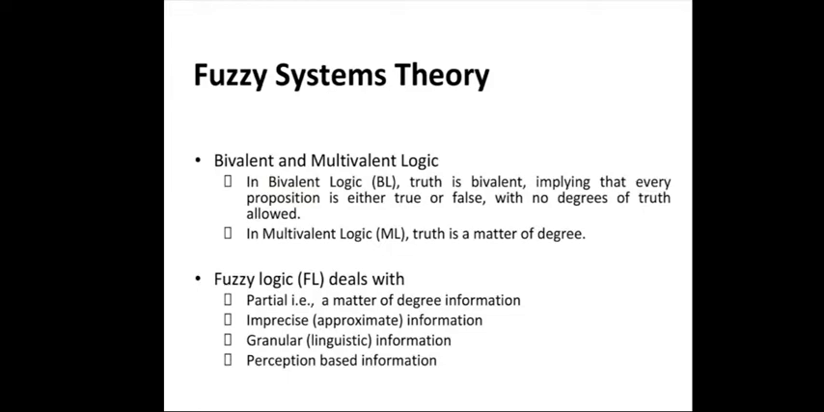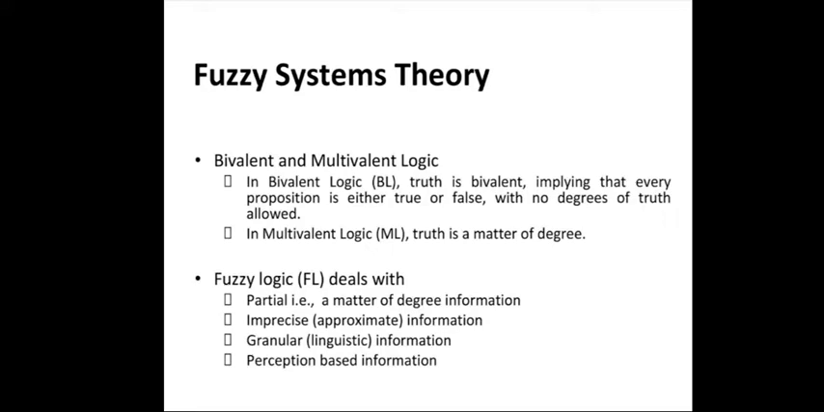Let us understand bivalent logic. Bivalent means every proposition is either true or false, with no degree of truth allowed. Truth is truth and false is hard. In multivalent logic, as already explained, truth is a matter of degree, and the truth or the false is soft. Multivalent logic can have any value of truth or falsity between 0 and 1. So if we talk about degree, the degree can be infinite, and an infinite number of values can be assigned.